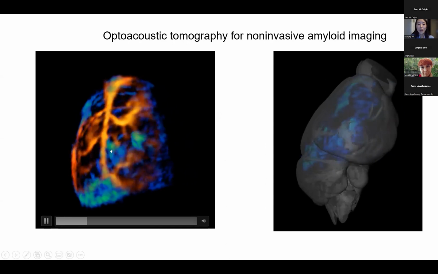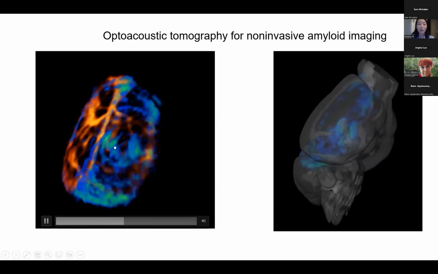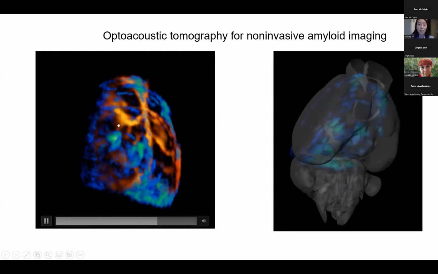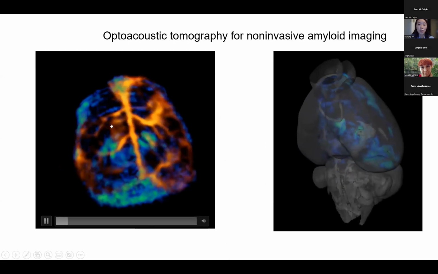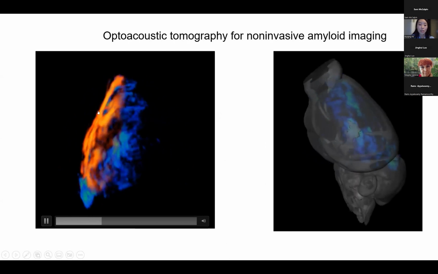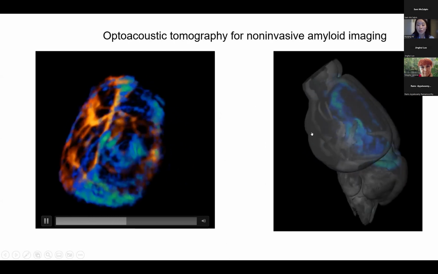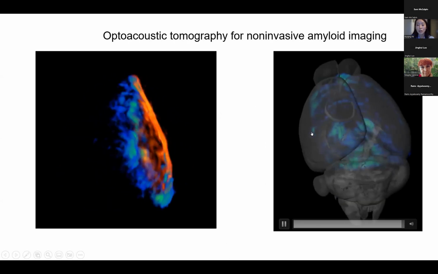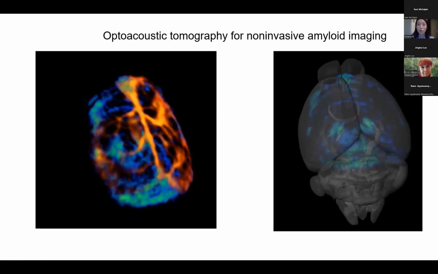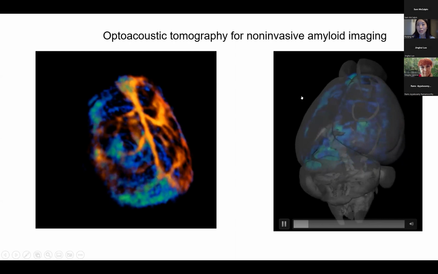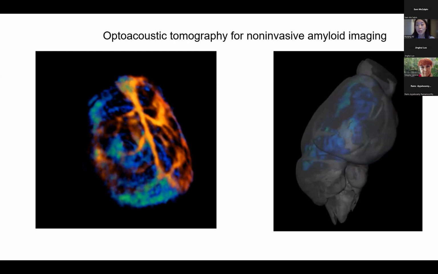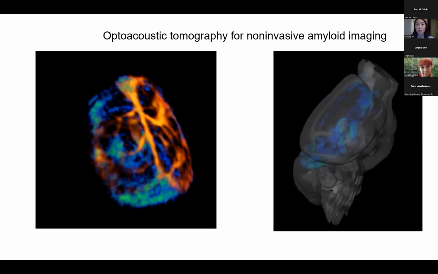So basically, on the left side, we see the mixed channel. The blue and green indicate the probe or the amyloid distribution, and the orange-ish color indicates the vessels. And on the right side is the co-registered image of amyloid distribution detected by MSOT with the mouse brain structure, and we can use it to see the 3D distribution of amyloid in the mouse brain.